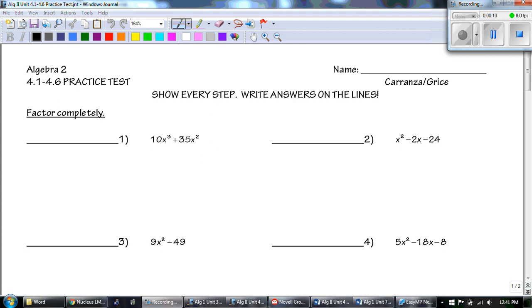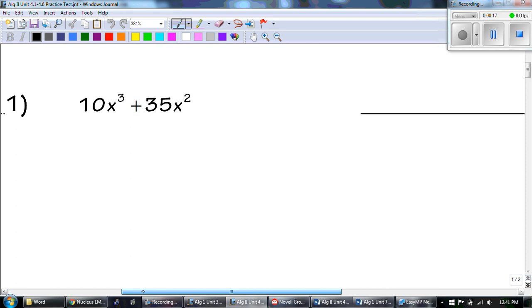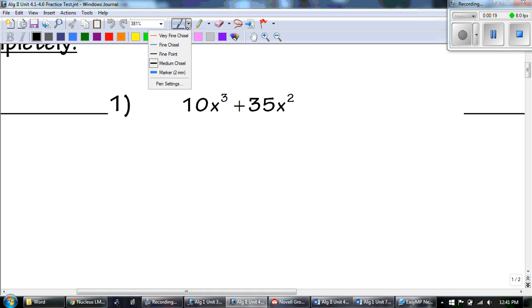Okay, so show every step and remember to write your answers on the line. So these say factor completely. I do not have to solve because there's no equal sign. Okay, so what number goes into both 10 and 35?